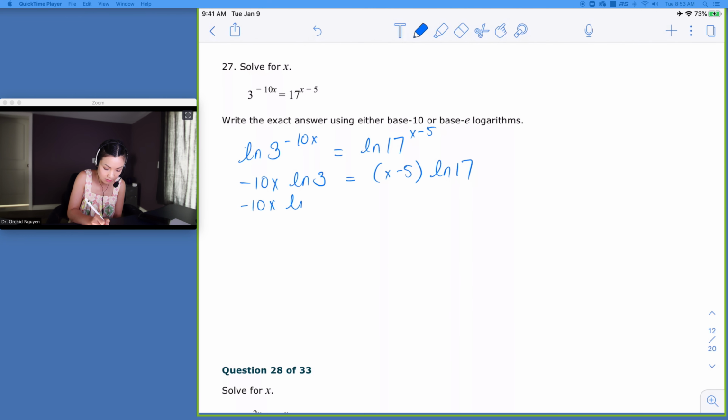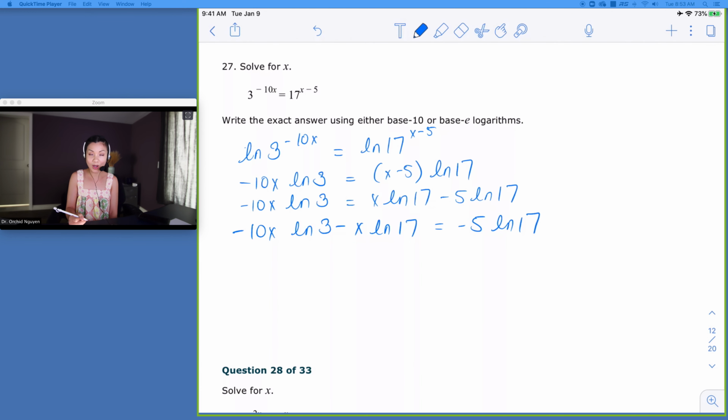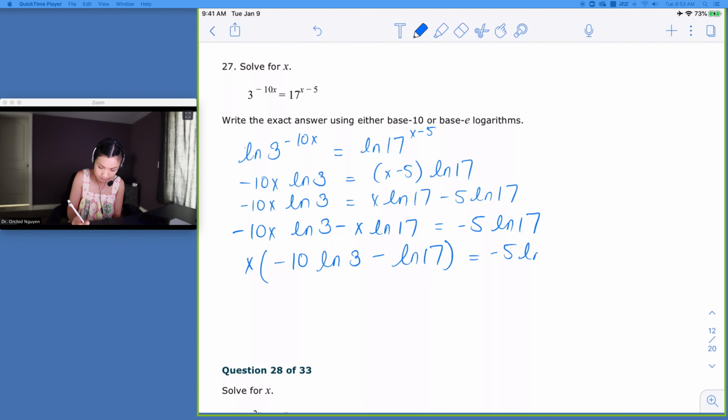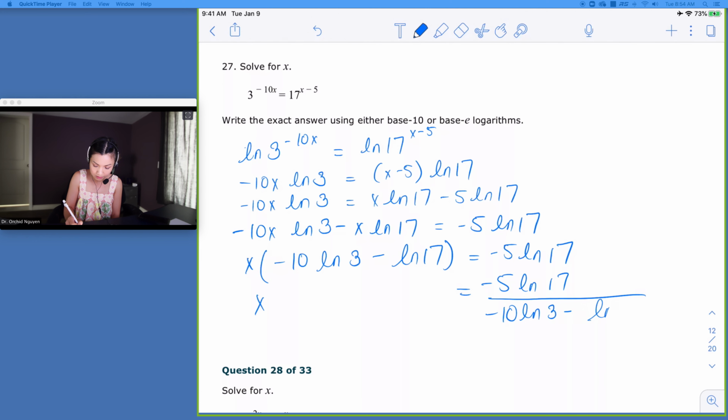So what I have right here is x ln 17 minus 5 ln 17. You see that we have x on both sides of the equation, so you might want to move it. So I'm going to move x to one side. Now, how do I get x by itself? I can just factor. And now I can just divide. So that's how you solve for x.